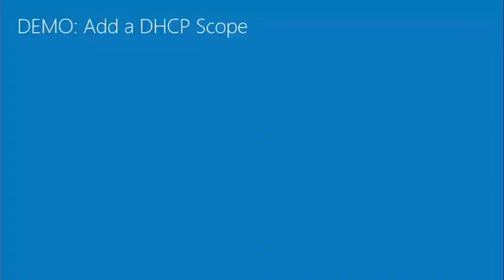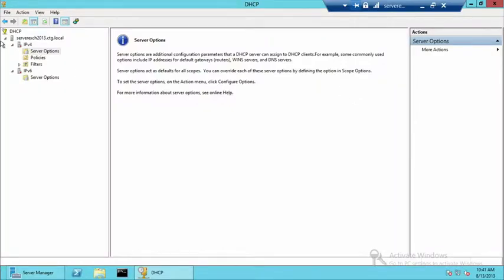Demo. I think it's demo time. Oh, is it demo time? All right, we're going to add a DHCP scope. So I'm already on the interface. I've still got the same console up I had before.